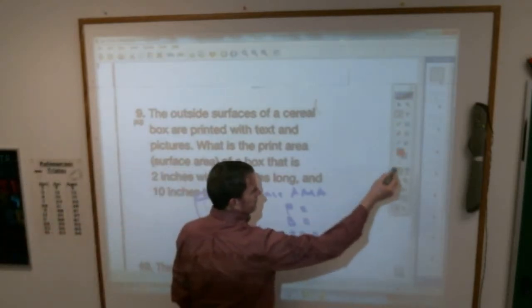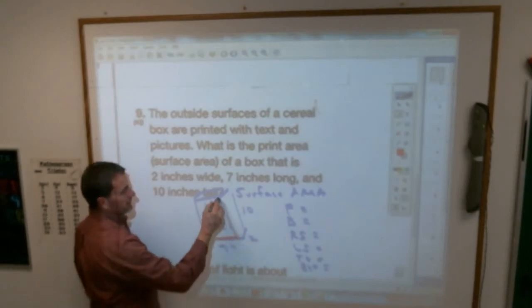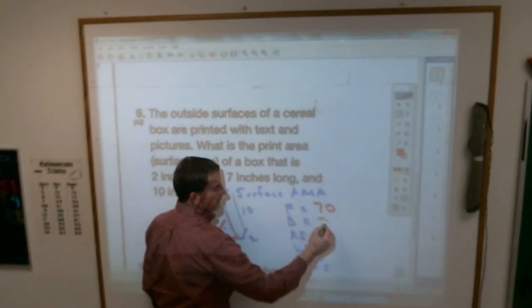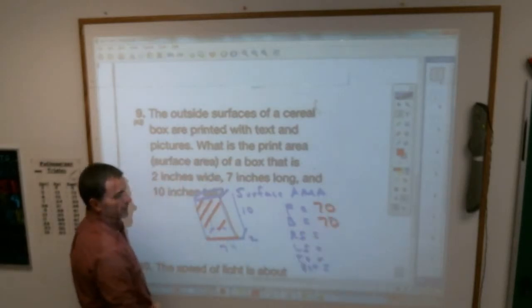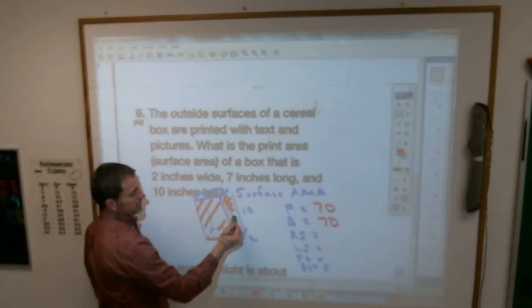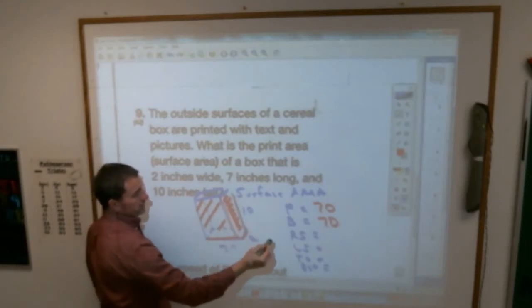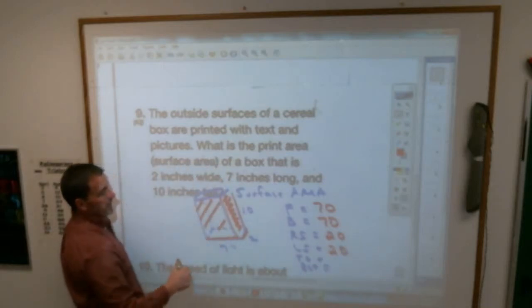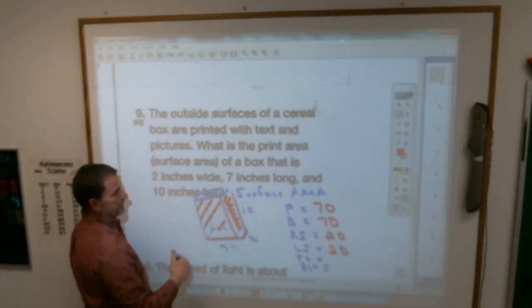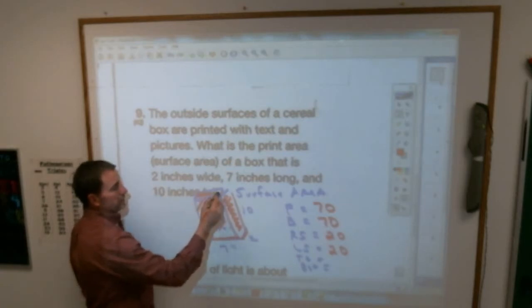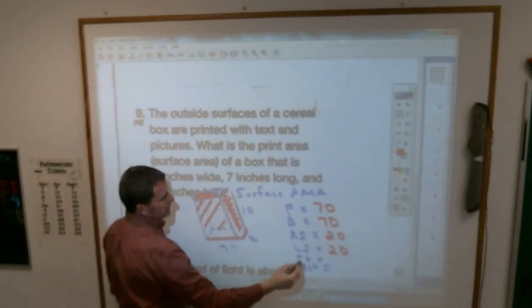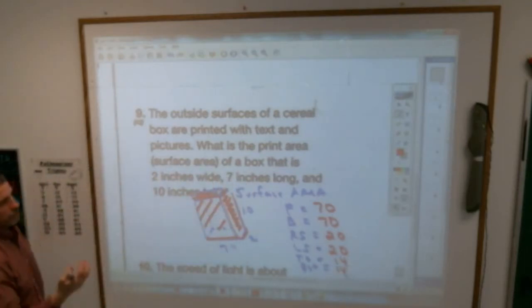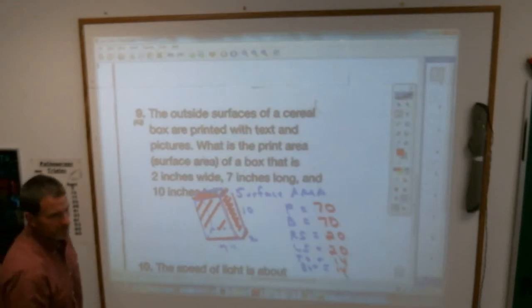What is the area of the front here? 7 times 10, that is 70, and the back is identical, same shape. Right side, what's the area of this? 2 times 10, which is 20. Left side will be the same. And then the bottom and the top, 2 times 7, which is 14. You add all that together, that is your total surface area. That's all the area you could print on.